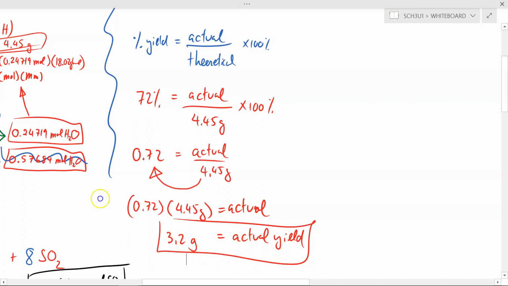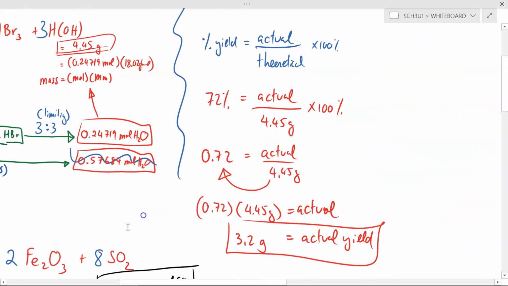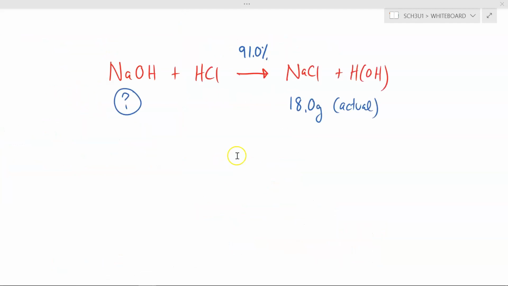So in the experiment, if I conducted this reaction over here, and this reaction is only 72% successful, I start off with 15 grams and 20 grams of this, I should actually, in a lab, be able to get about 3.2 grams overall out of the possible 4.45 grams that I could have gotten if everything went perfectly. Now here is another example of a different type of percent yield calculation.